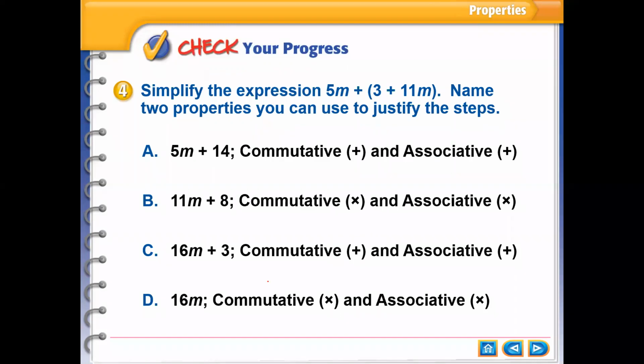Now check your progress. Simplify the expression 5m plus 3 plus 11m. Name 2 properties you can use to justify the steps.